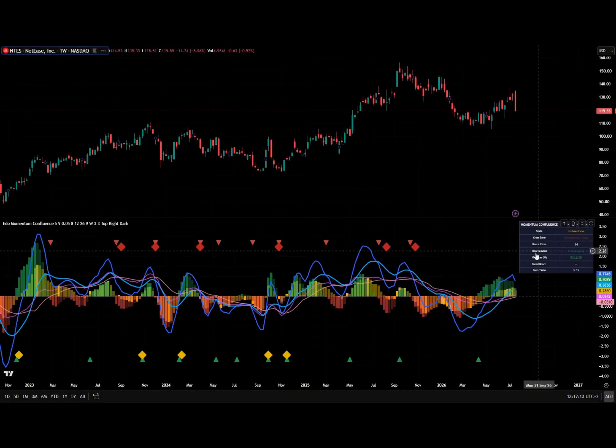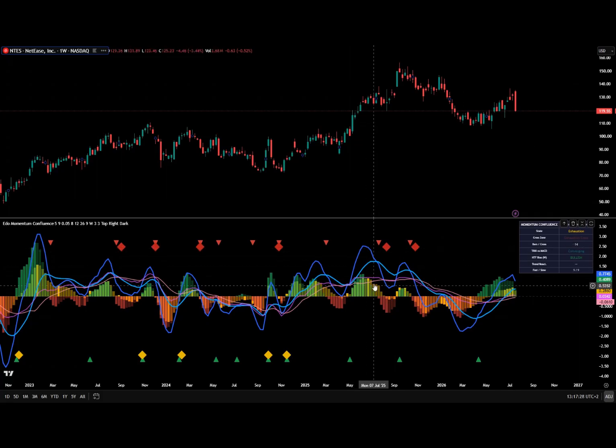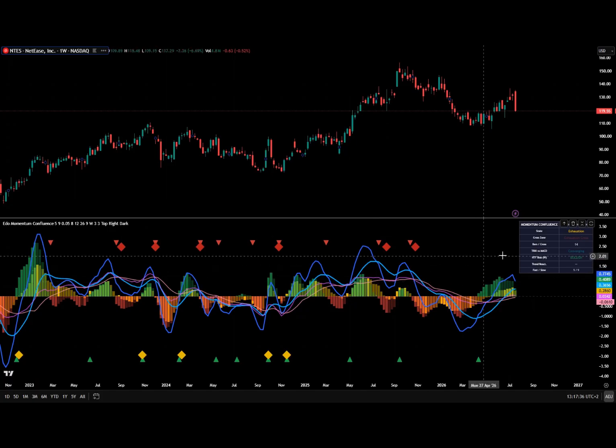This row compares the two engines against each other, rather than against price. Expanding means one is pulling ahead of the other. Converging, like NetEase Weekly here, means they are closing the gap. Expanding tends to appear before a state changes. Converging tends to appear while one is being confirmed. And underneath, the higher timeframe bias, so you can see whether the larger picture agrees with what you are reading. Reading a bullish cross against a bearish higher timeframe is a very different trade from one that has it behind.